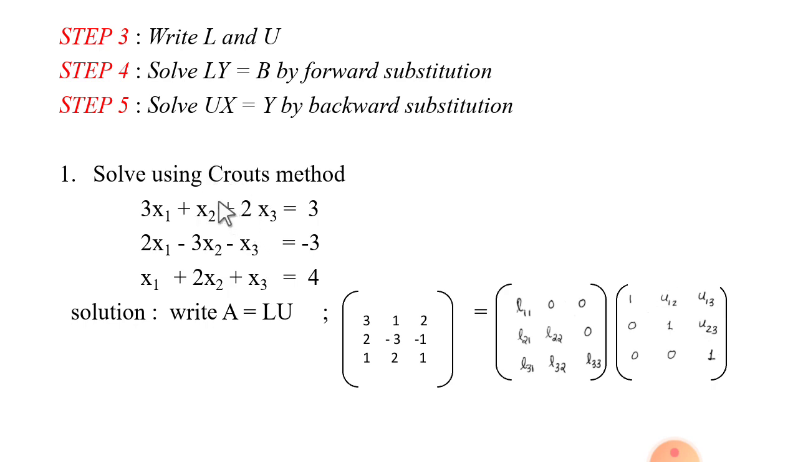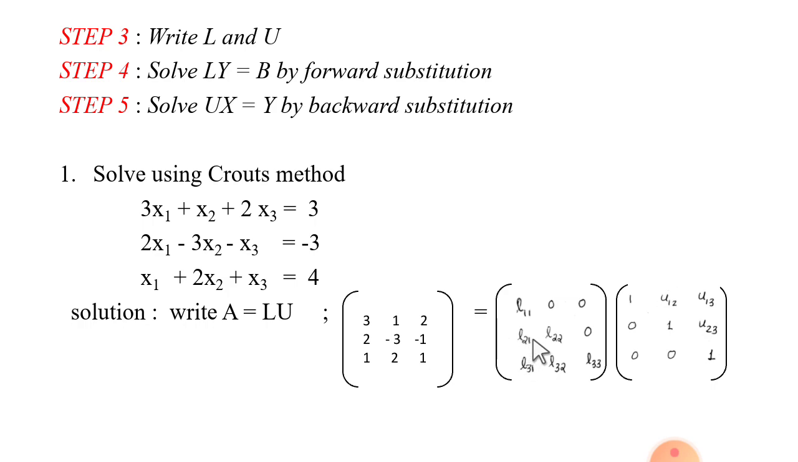Now you have to solve using Crout's method. This is the question given. So first of all we are transforming this equation and writing the matrix A equal to matrix L into matrix U. L and U are the lower and upper triangular matrices. So the A matrix is nothing but the coefficient matrix, that is 3, 1, 2, 2, minus 3, minus 1, 1, 2 and 1.